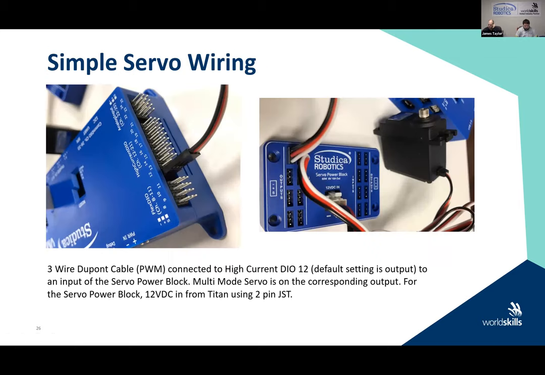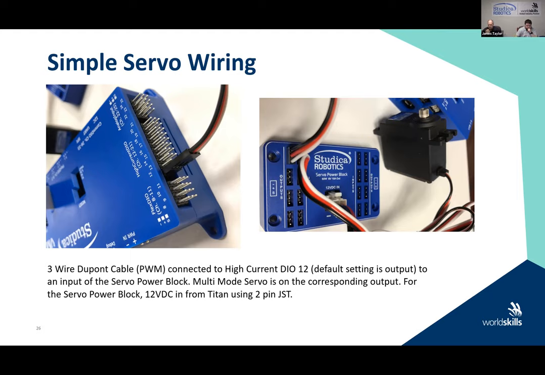Okay. Simple servo wiring is here. The servo motor has a three wire DuPont or PWM cable on it. You are going to connect it to the servo power block. So you're going to come from the high current DIO. Remember that those high current DIOs are all configured by default to output. On day one, we talked about the fact that those are all outputs. So channels 12 through 21 are outputs. There's a jumper where you could convert them to inputs on the inside when you open the case, but we chose to by default configure them all for outputs. And the reason is that generally we want to control servo motors.